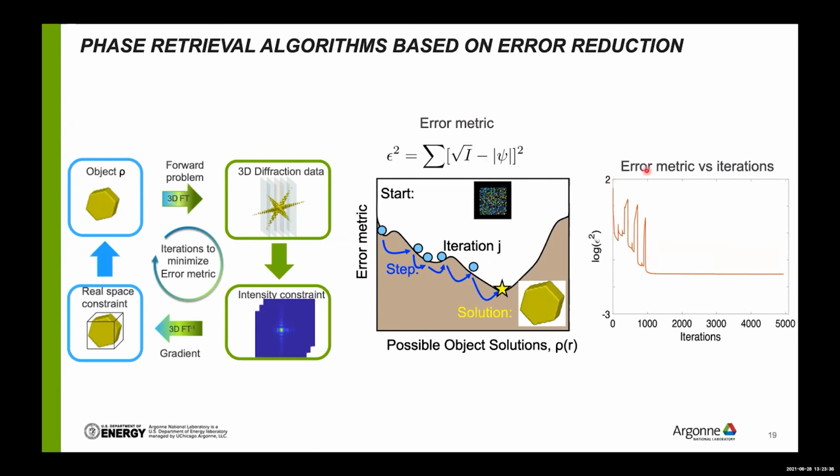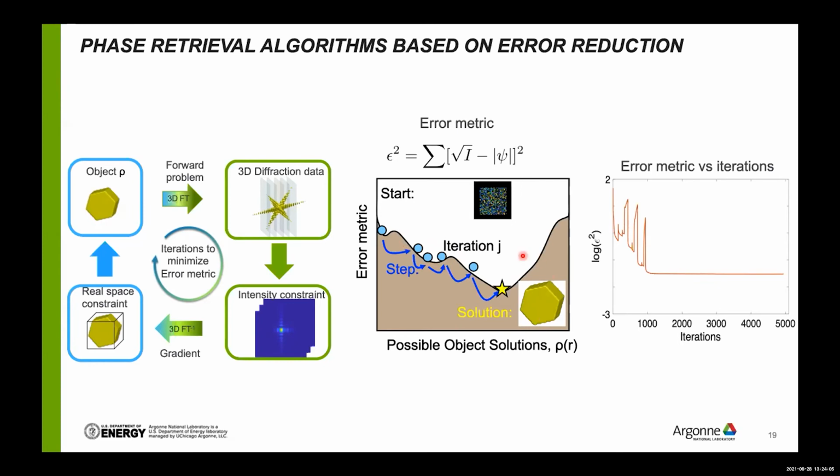And this is how the error metric evolves with 5,000 iterations of one of those algorithms. So we assume that when we reach a plateau, we have found the global minimum, and therefore the object which minimizes the error metric, which should correspond to the diffracting object. However, these algorithms have shortcomings. They have lots of local minima, and especially when we have real experiments, we have noise.